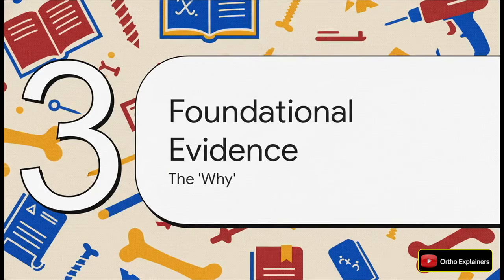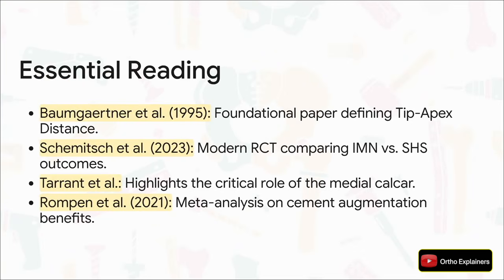So where does all this come from? Let's talk about the evidence that underpins these principles. For any trainees listening, or really anyone who wants to do a deeper dive, this is your essential reading list. First, you've got to start with Baumgartner's original paper on TAD. It's just foundational. For a really modern take, the recent Schmidt's trial in JAMA is crucial for understanding the whole nail versus screw debate. Tarrant's work really drives home the importance of the medial calcar. And if you deal with a lot of poor quality bone, Rompen's meta-analysis on cement augmentation is an absolute must-read.